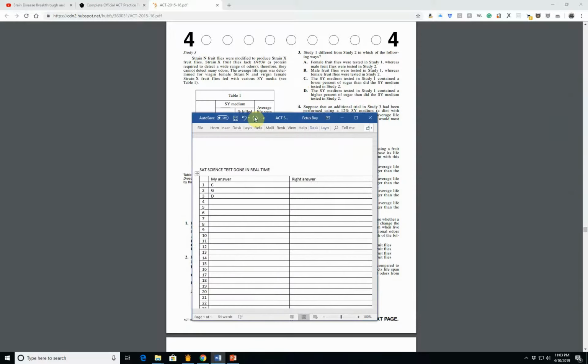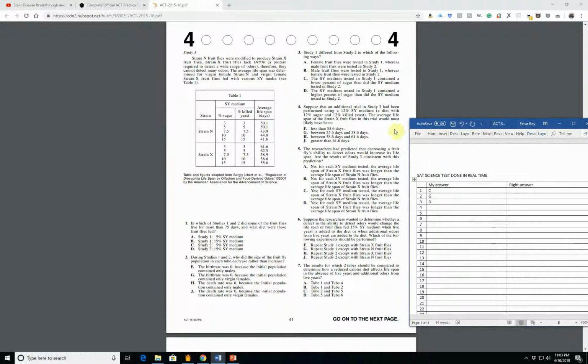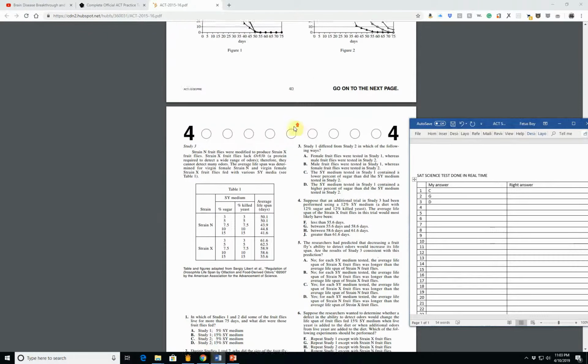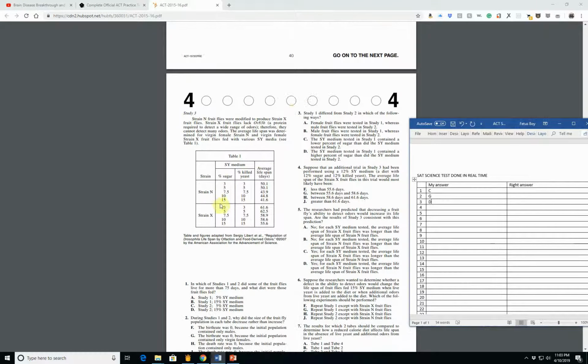Suppose an additional study 3 had been performed using a 12% sugar, 12% killed yeast, the average life. Okay, so study 3. Okay, strain X. Okay, so it would be between 58 and 55, so split the difference roughly, let's say 56 or so. So between 55.6 and 58.6. Yeah, okay. So there we go with that.